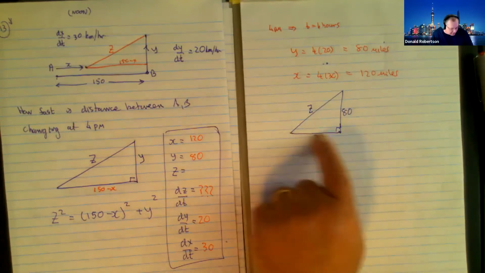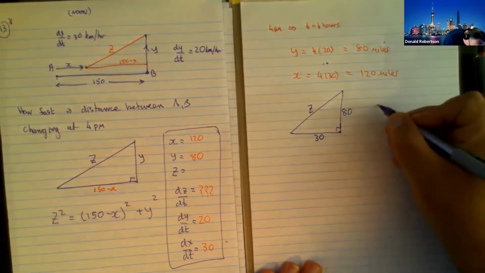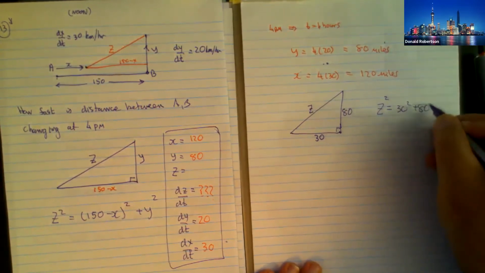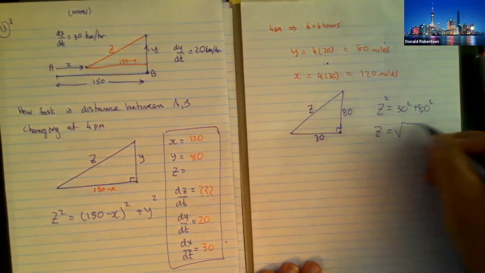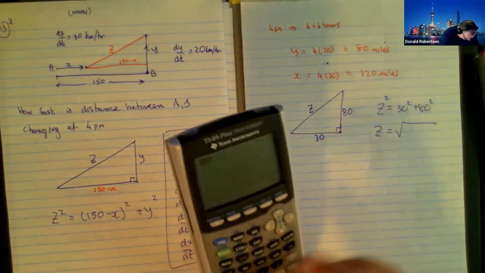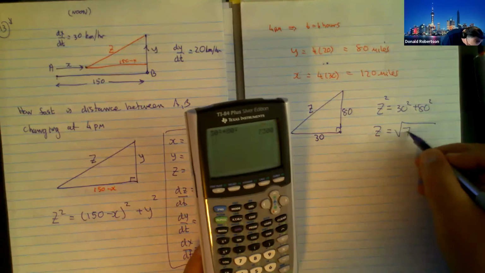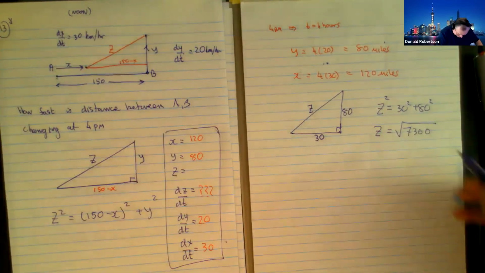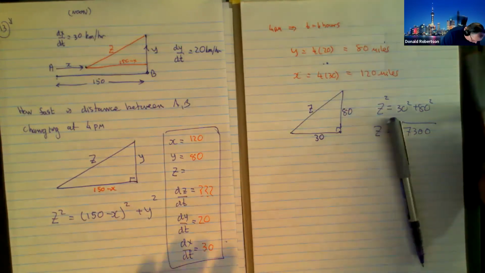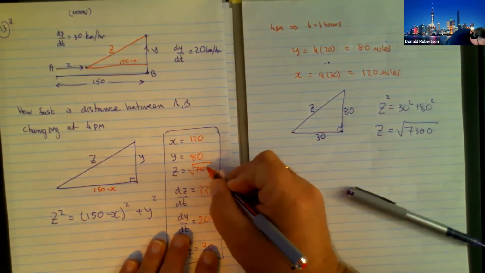One side is 80, isn't this side only 30? 120 off of that, right? 30. Right, Pythagoras, z squared is 30 squared plus 80 squared, so that makes z the square root of whatever that is. And so 30 squared plus 80 squared gets me 7,300. And I know that's a horrible decimal. I'm not going to worry about it. I'm going to let the calculator deal with that later. So I'm quite happy just to leave it. I'm not even going to make it look pretty.